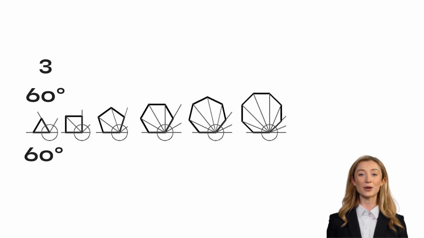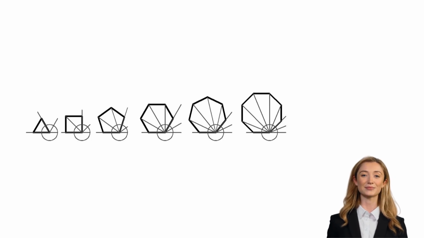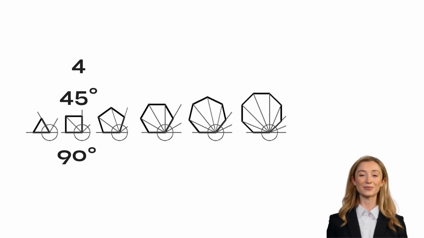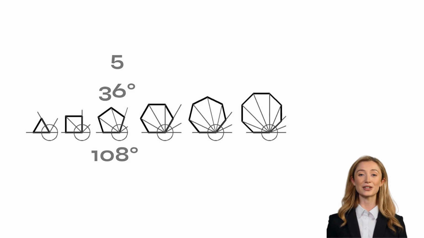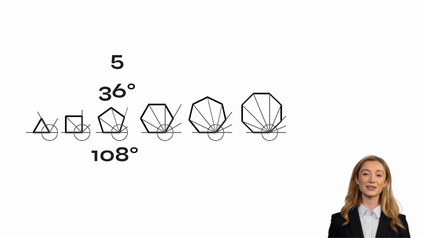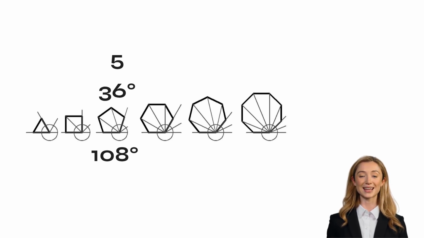For the triangle, 180 degrees divided by 3 equals 60 degrees. 3 minus 2 equals 1, and 1 times 60 degrees equals 60 degrees. For the square, 180 degrees divided by 4 equals 45 degrees. 4 minus 2 equals 2, and 2 times 45 degrees equals 90 degrees. For the pentagon, 180 degrees divided by 5 equals 36 degrees. 5 minus 2 equals 3, and 3 times 36 degrees equals 108 degrees.